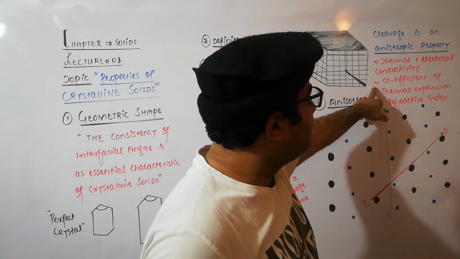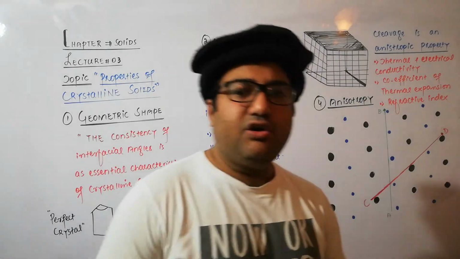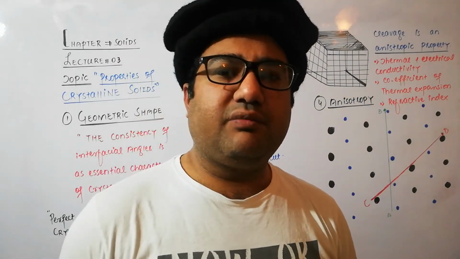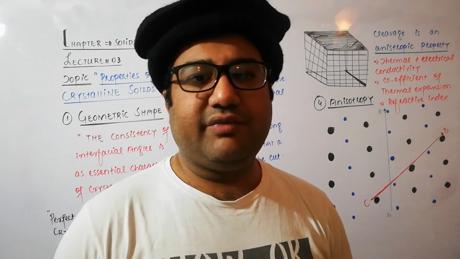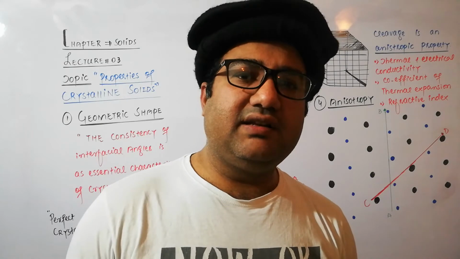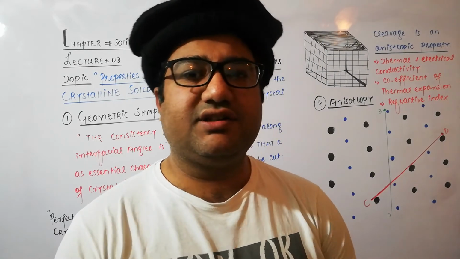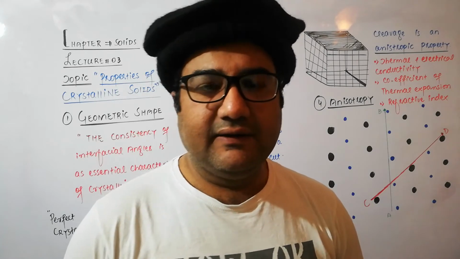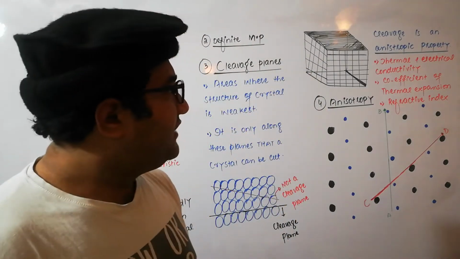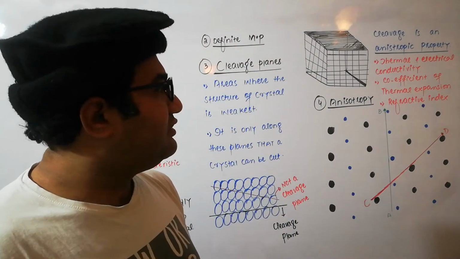Coefficient of thermal expansion, refractive index. Not all the properties are anisotropic in nature, but there are some specific properties which show anisotropy. Like melting point will not show anisotropy; you will not change the direction and the melting point will be changed. It is not something like that. So these are the examples of some anisotropic properties.